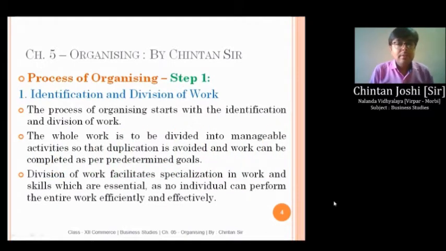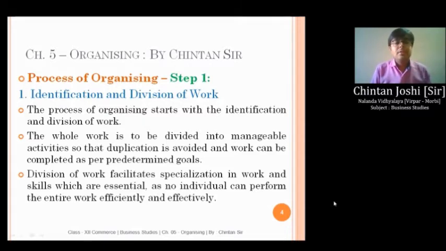Step number one of the process of organizing: identification and division of work. Guys, what are we going to do here? Let me have some rough thoughts before we go to the bookish discussion. First of all, we are going to identify the work, what exactly we are going to accomplish, and then after identifying the work, we are going to divide it. Let me see the bookish topic.